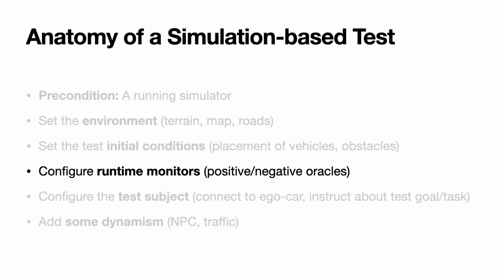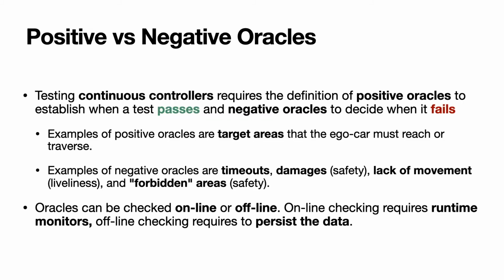So that's how I can set up the initial condition. I place the static objects and the vehicles. Now it's the moment for moving away from the conditions and looking at the oracles. When it comes to testing continuous controllers, which is different from regular unit testing and testing of regular applications, we need to think in terms of positive and negative oracles. Positive oracles are the ones that establish when the test passes. Negative oracles, which are the standard ones, decide when it fails.